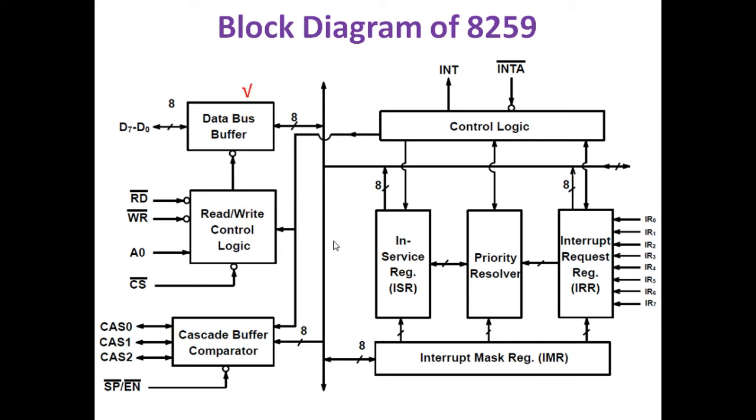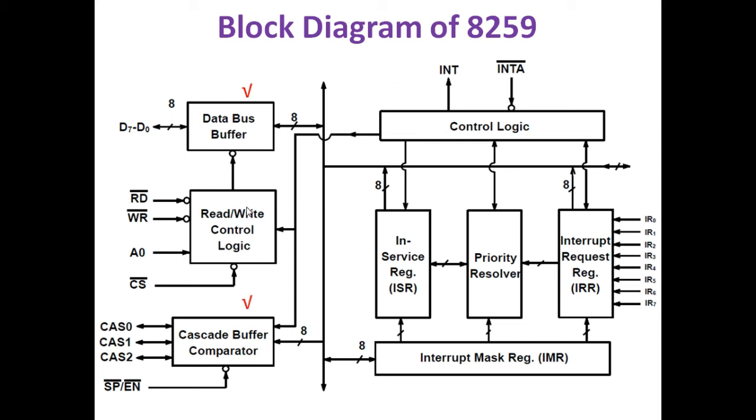The first block is the data bus buffer. So here the data bus buffer is simply a tri-state data bus buffer. You can send or receive the data, and you can also put the data lines into tri-state. Okay, so tri-state means neither 0 nor 1.